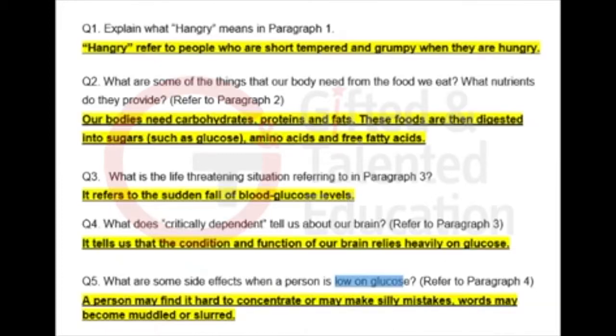There you go. For question 5, some side effects, some bad consequences that a person might experience when he's low on blood glucose will be these. He might find it hard to concentrate. He might make silly mistakes. And his speech might become muddled or slurred.